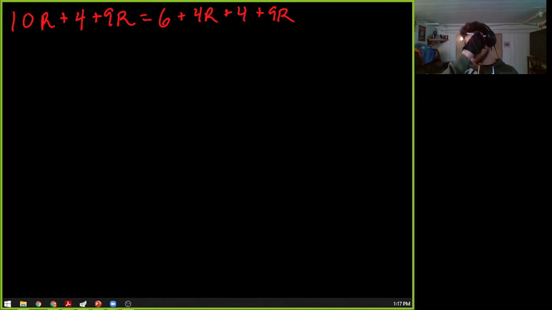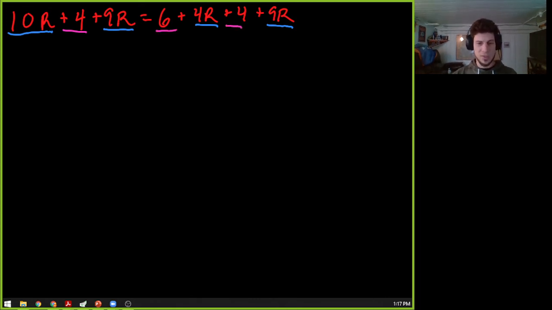Because I want to get those together and rearrange our equation so it's a bit simpler for us to read. So I'm going to underline all the r's here. We have 10r and 9r on this side. On the right side we've got 4r and 9r. So those are our variables there. And if we look at our constants as well, on the left side we have a positive 4. And on the right side we have a positive 6 and another positive 4.